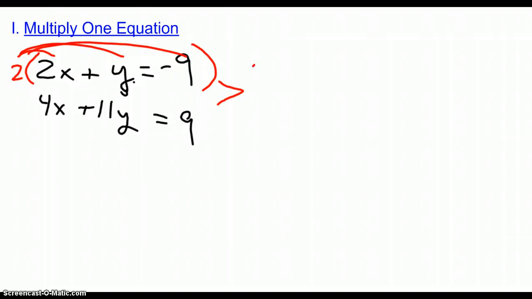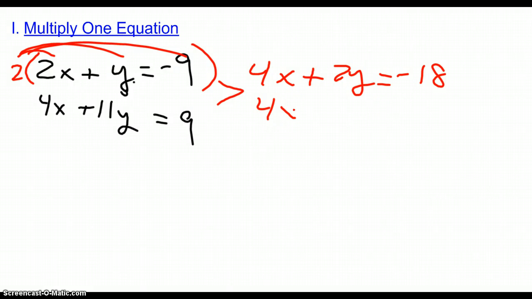Abby? Did you also multiply it by -2? Thumbs up if you think you could multiply this by -2 as well. Yes, and I love that idea because I love opposites. So go ahead and try it. But we're going to show on the sample here that we're multiplying by 2 to get same coefficients. So we have 4x plus 2y equals -18. And we do not need to change the second equation. We have 4x plus 11y equals 9.